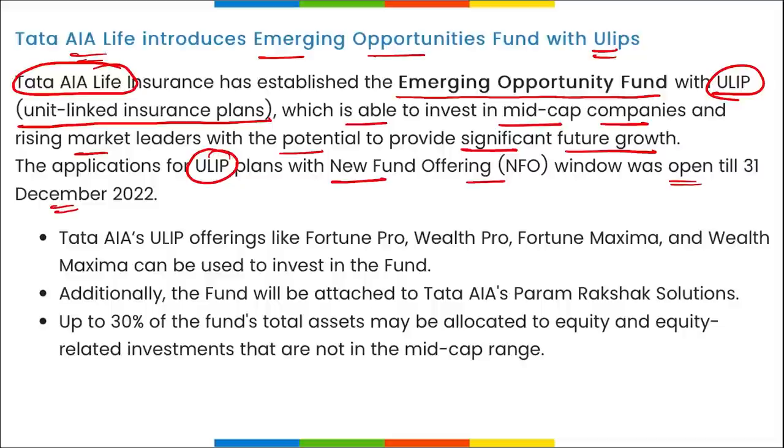Tata AIA's ULIP offerings like Fortune Pro, Wealth Pro, Fortune Maxima and Wealth Maxima can be used to invest in the fund. Up to 30% of the fund's total assets may be allocated to equity and equity related investments that are not in the mid-cap range.